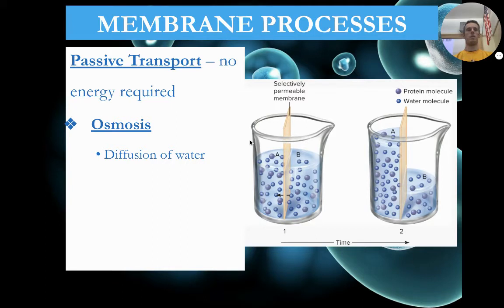Osmosis. So I'm sure some of you have done a lab where you've taken an egg, dissolved away the shell, and then manipulated the egg by putting it in different solutions. So if you put it in water, the egg is going to swell up. If you put it in corn syrup, the egg is going to shrink and shrivel up.